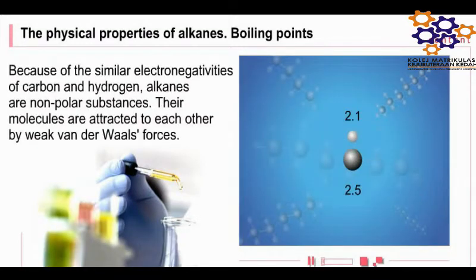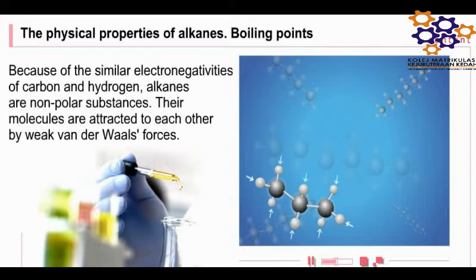Since the electronegativities of carbon and hydrogen are similar, at 2.5 and 2.1 respectively, alkanes are non-polar substances. Their molecules are attracted to each other only by weak London dispersion forces. The forces between molecules of the low molecular weight alkanes are very weak.